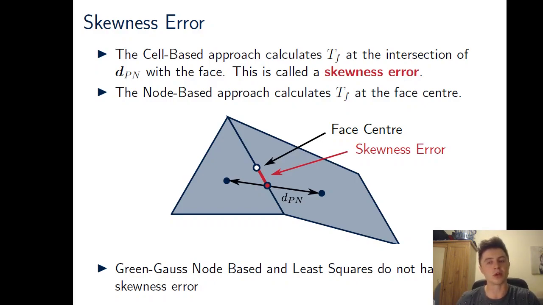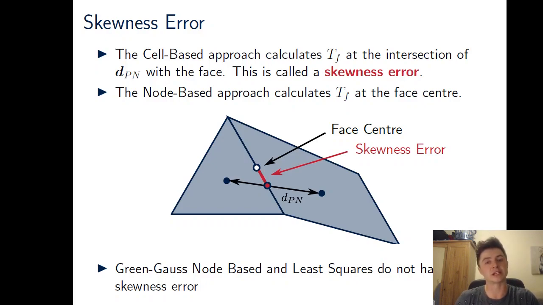However, if you remember back, we want the temperature at the center of the face. The reason we want the center of the face is because we use that clever trick where the variation across the cell is linear, and so we take the value at the center of the face. And so there's a small error here between the face center and the intersection with the vector d, and this error is called the skewness error, and it may result in a slightly different calculation of the temperature at the center of the face. Now, the node-based approach doesn't have this skewness error, so implicitly the node-based approach is more accurate than the cell-based approach.